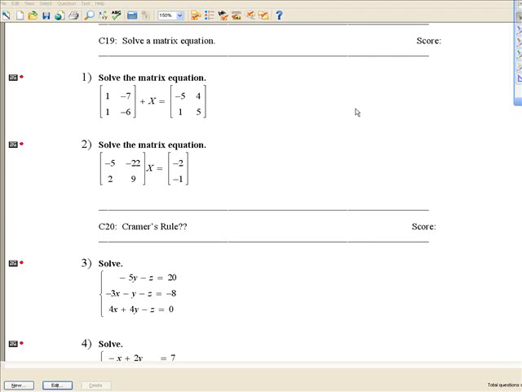Okay, this is concept 19, solving a matrix equation. Our first equation here, we have a matrix plus x equals another matrix. We're asked to solve the equation, in other words, get x by itself. So essentially we're just going to subtract this first matrix from both sides. So let's show that subtraction here.